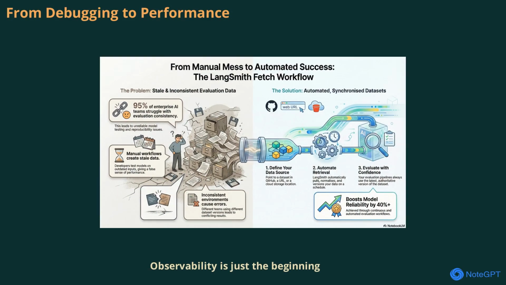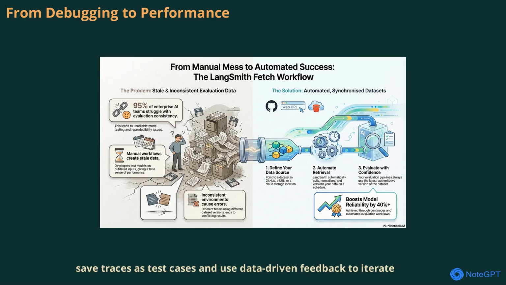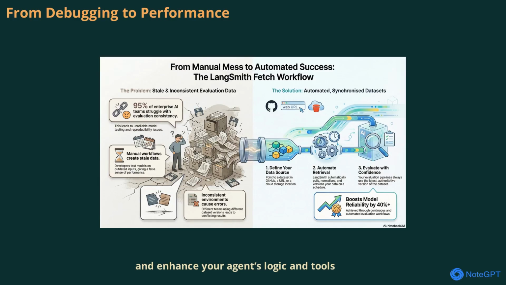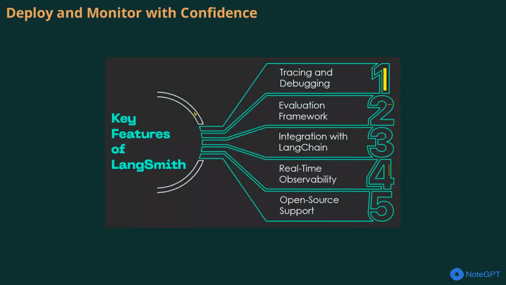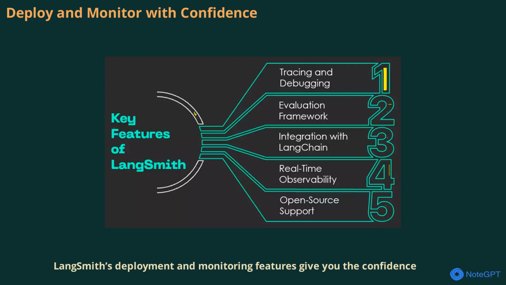Observability is just the beginning. LangSmith provides workflows to systematically improve, test, and scale your agent. Identify interesting or failed runs in production, save traces as test cases, and use data-driven feedback to iterate and enhance your agent's logic and tools. LangSmith's deployment and monitoring features give you the confidence to ship improvements and monitor performance in real time.